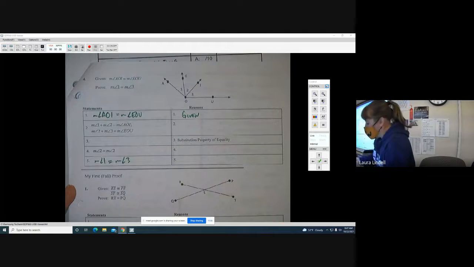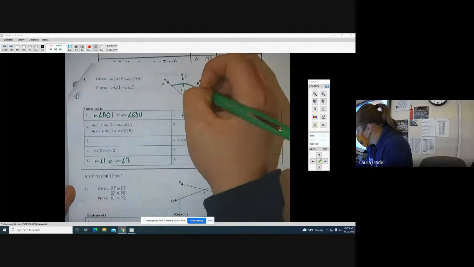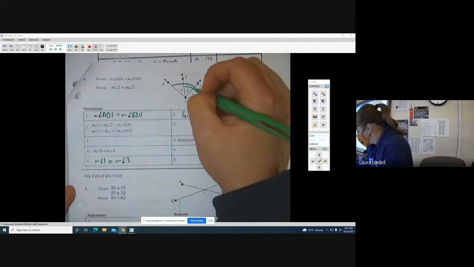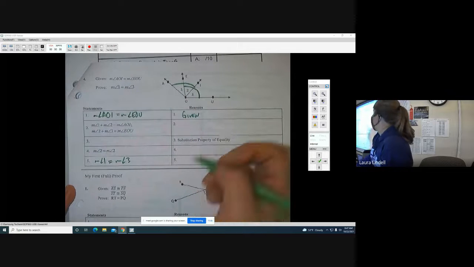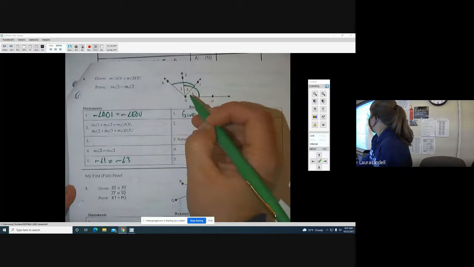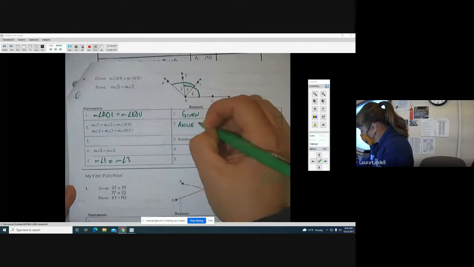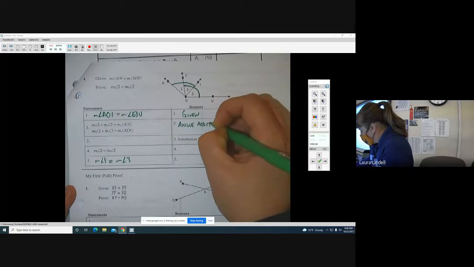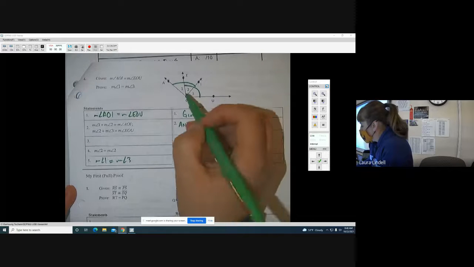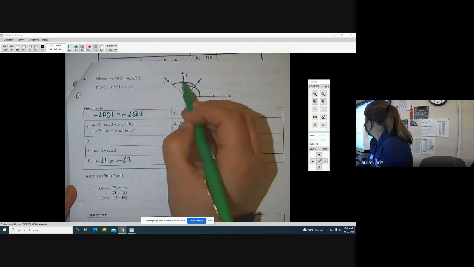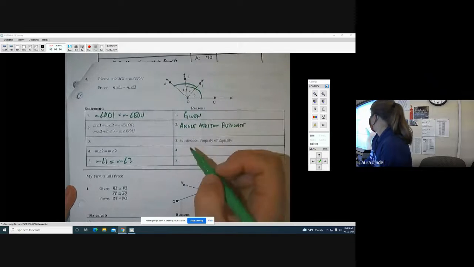It looks like angle addition. Notice AOI is this angle right here. EOU is this angle right here. Those are the ones that we're saying are equal to start. And we're trying to end up with angle 1 equal to angle 3. So yes, this is angle addition. We've got angles 1 and 2 combining to get us this angle here. Angles 2 and 3 combining to get us this angle here.